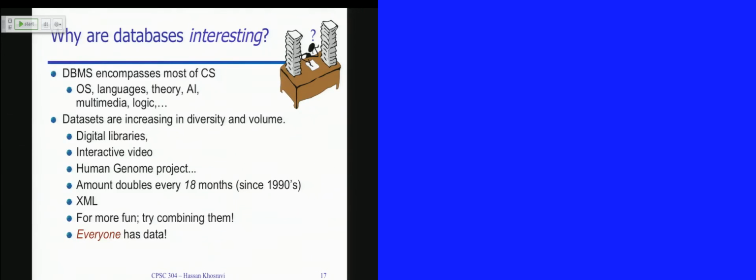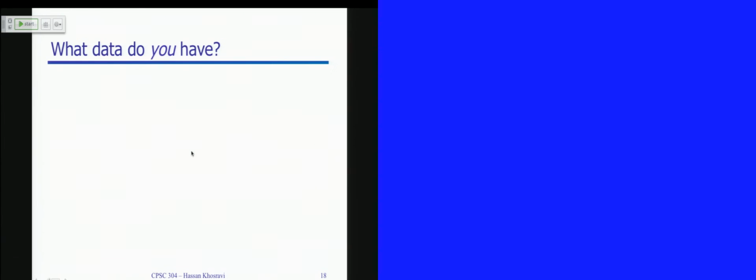So data sets are increasing in diversity and volume. We have digital libraries now, which are replacing a lot of the normal libraries. And the amount of data that we have has been doubling every 18 months since the 1990s. You can just imagine how much data we're building up, as it's being doubled every 18 months. They're fun, they're combining everything, and everybody has data.